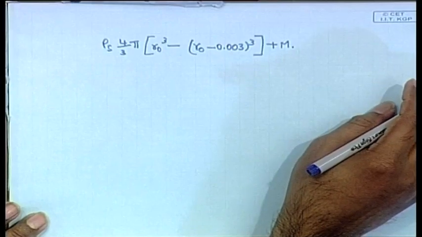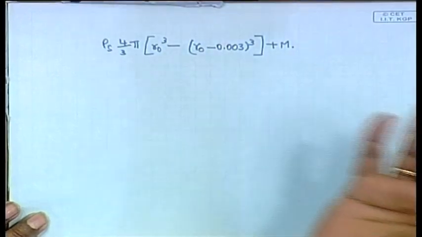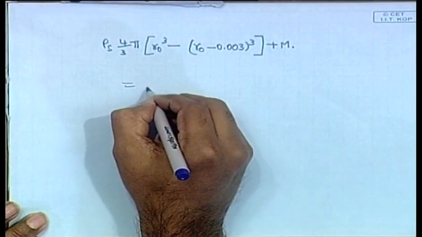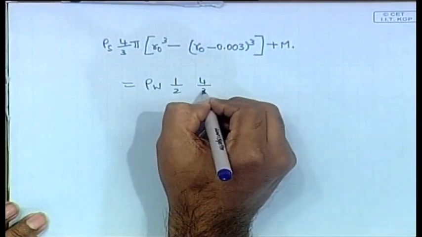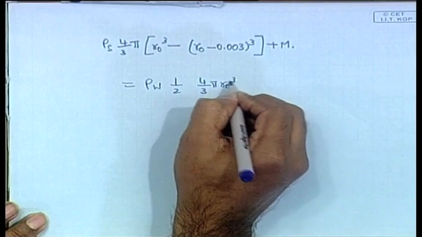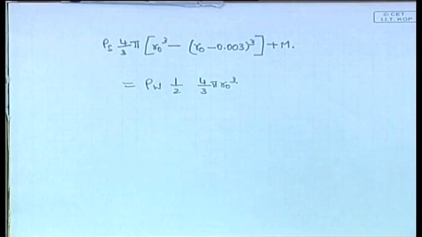It is equal to the weight of the liquid displaced, or rho w into half of 4 by 3 pi r0 cubed. It is not complicated at all, it is a very simple problem. The only thing to know is which weights you have on the right side and left side, and which volume you need on the right side and left side.